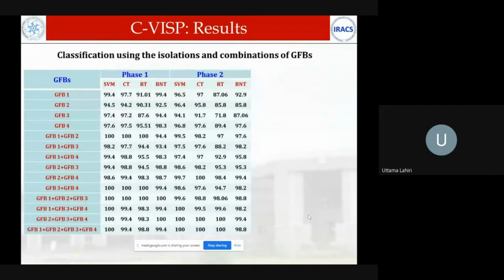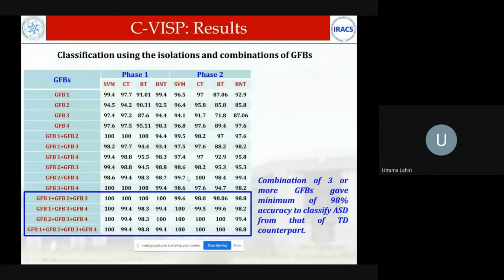Okay, thank you. So then I try to see, can I use different combinations of gaze feature baskets while developing the story as a diagnostic tool for a child with autism? How do they differ from typically developing children? So we can see that a minimum combination of 3 gaze feature baskets, or even 4, obviously 4 will be better, particularly the SVM gave a minimum of 98% accuracy to classify a child with autism from a typically developing child.